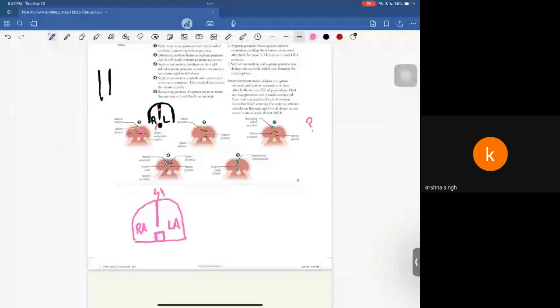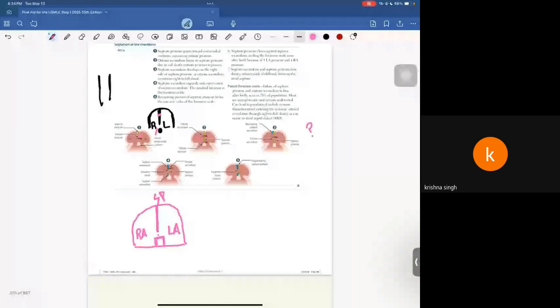I think everything is clear till now, right? And there is a gap here. This gap is known as the ostium primum. Ostium means an opening, and primum means it's the first opening.